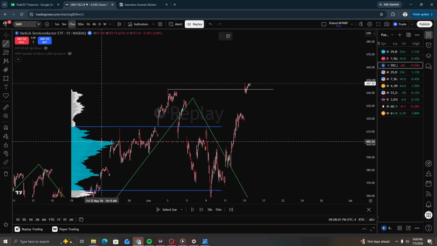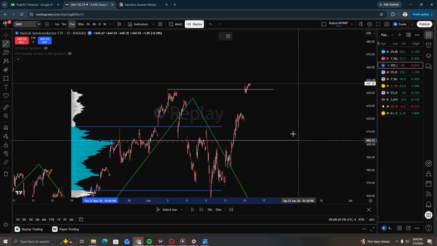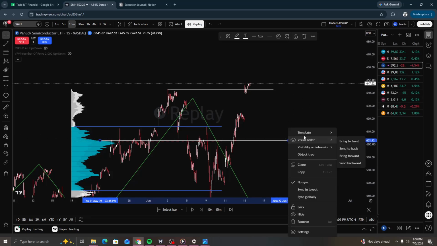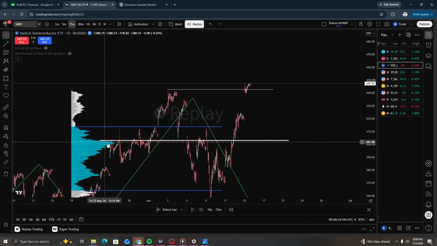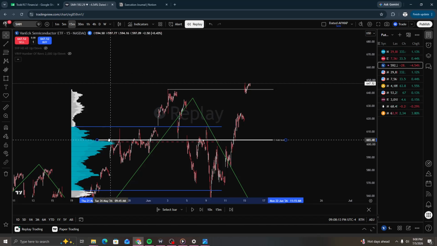And as you can see with the point of control, I like to target the level right above it, because I don't want to risk going all the way down towards this high volume node, because that's where a lot of trading is going to be.